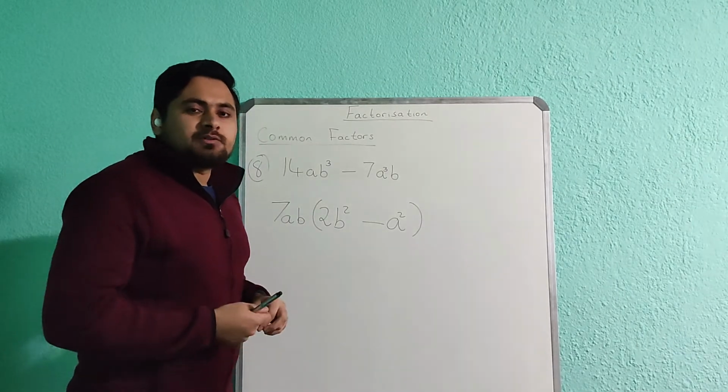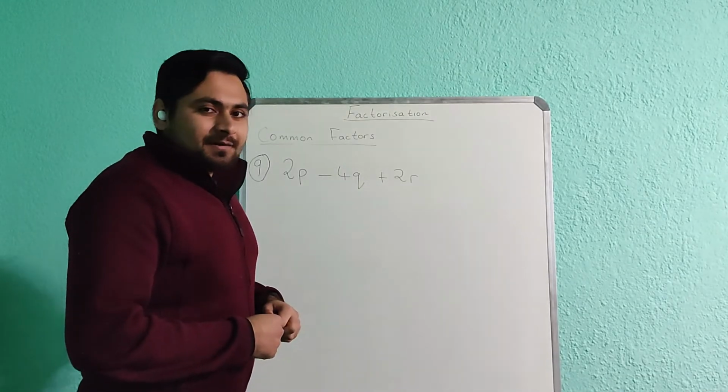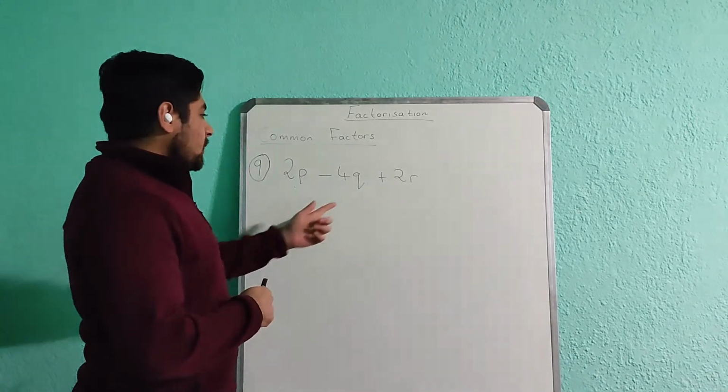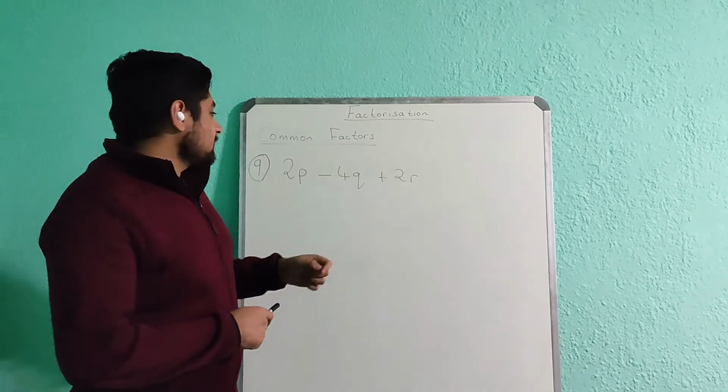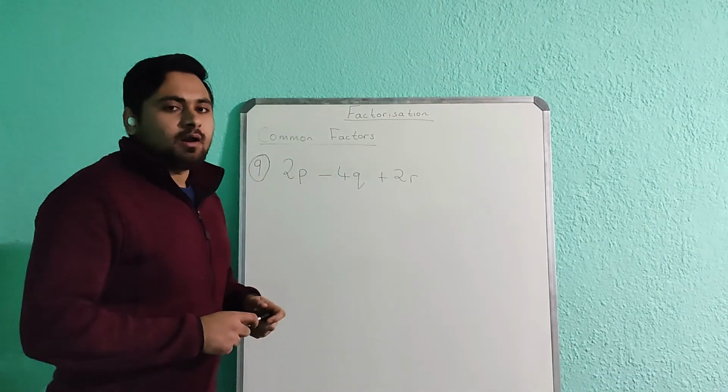Let's do a few more examples. You can get used to this. Let's move on to example 9. In example 9, we got 3 terms. Until now, we only had 2 terms. Now, we got 3 terms. So example 9 says 2p minus 4q plus 2r.